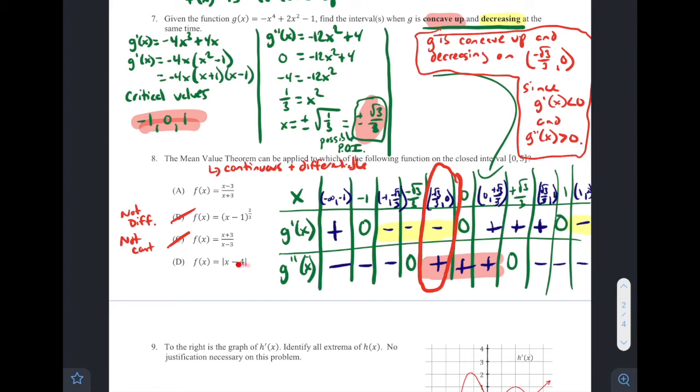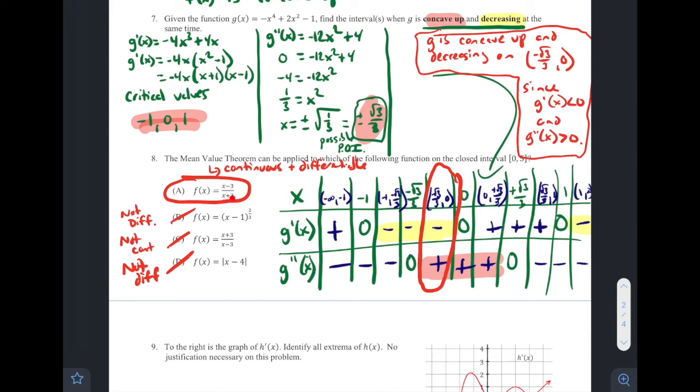And then we know that this absolute value is a classic cusp, which looks like it's going to be happening at 4. And we know that cusps are not differentiable. So it's not possible for any of those 3 that we could use the mean value theorem. The only one that we could use the mean value theorem on is A here. That is because it's the only one that's continuous and differentiable on the interval from 0 to 5.